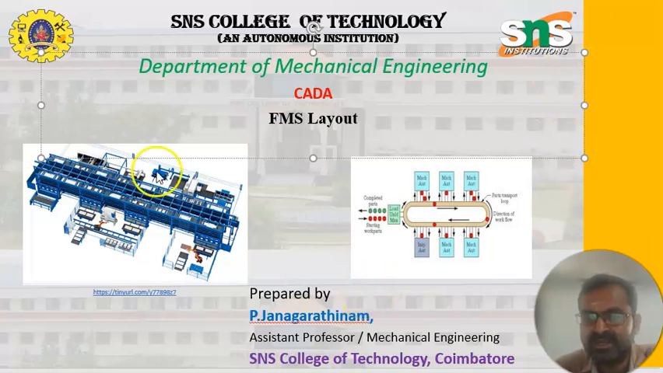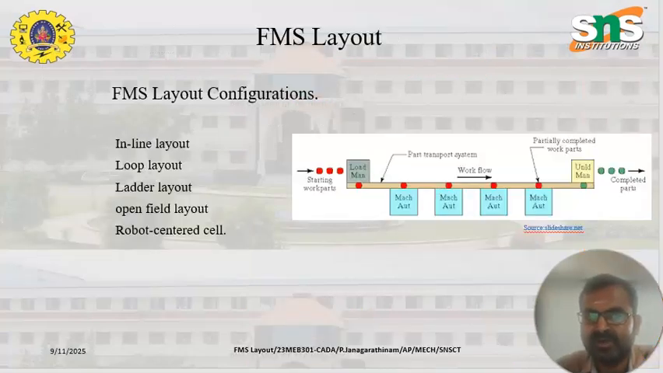These are the different types of layout, based on how the machining, input, output, loading, unloading, and workstations are arranged. Today I am going to elaborate on the basic layouts available in our FMS system. First of all, the basic configurations available in our FMS system: the first one is the inline layout. This is the diagrammatic representation of the inline layout.